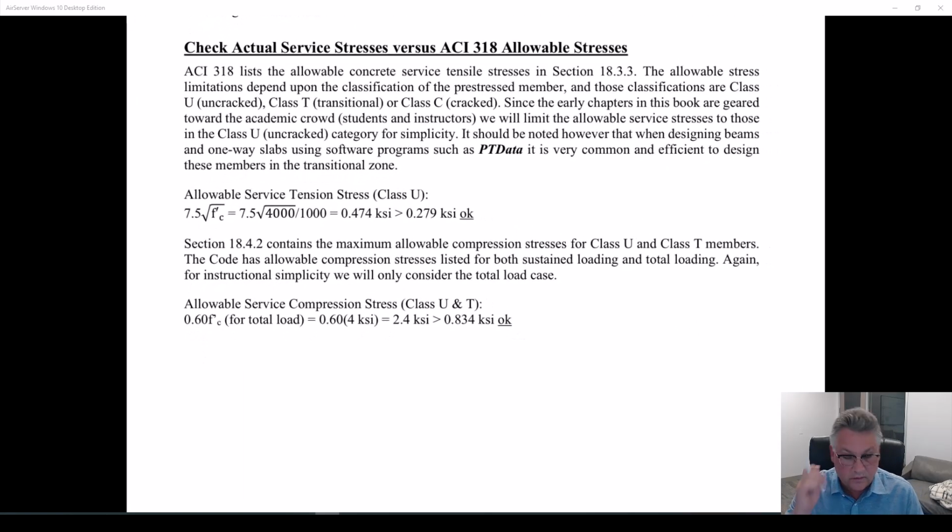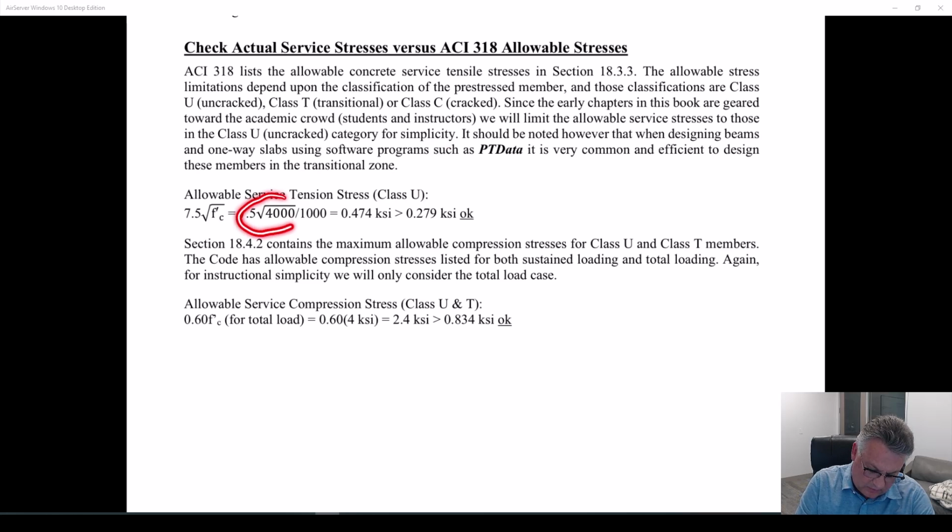Okay, so we've calculated the stresses. Now let's compare them to what the code says we can have. In this class, we are always going to be class U. The U means uncracked. So uncracked in beams and one-way slabs is 7.5 square root f prime c, the rupture modulus of concrete. We have 4,000 psi in this case. A mistake that gets made every year is someone just puts a 4 under here and gets a strange answer, or a 5, or whatever I've given you as the 28-day strength of concrete.